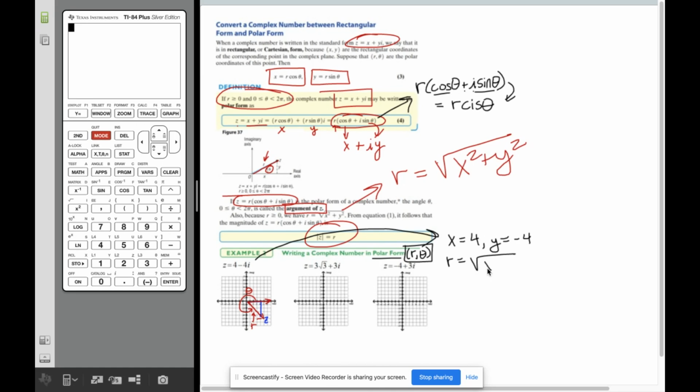So r is x squared plus y squared under a square root. In this particular example, r would be the square root of 4 squared plus 4 squared, so 16 plus 16, which is 32. If we simplify that to its most simple form, we would end up with the square root of 16 times 2, which is 4 square root of 2. So that's the value of r. And if we figure that out on our calculator, we would get approximately 5.66.